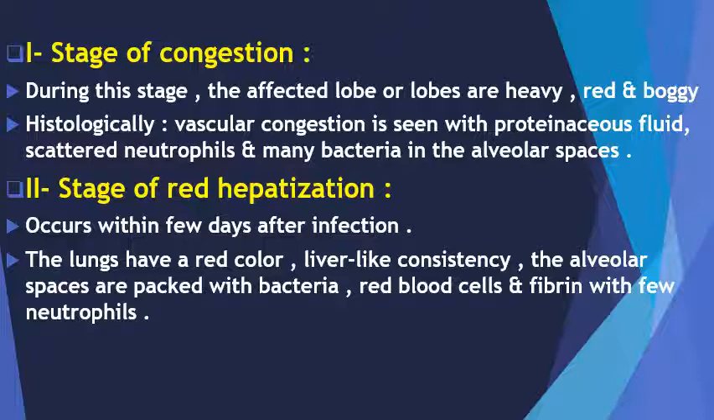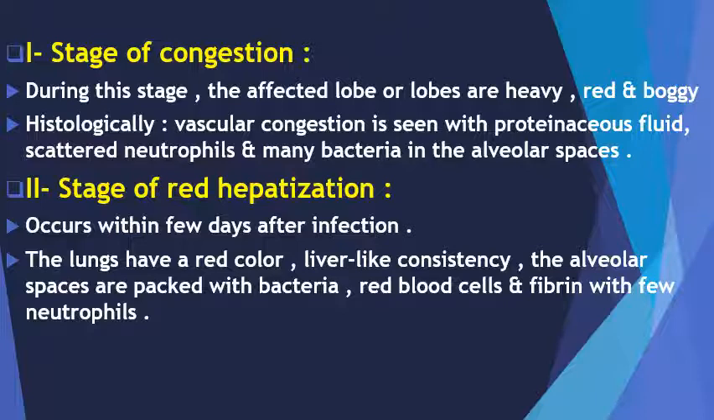Engorgement of the blood vessels with blood, congested, as a part of the first sign of inflammation, as you know, and the lung becomes red, boggy, and heavy. However, histologically we can see only vascular congestion with fluid, scattered neutrophils, not so many, and many bacteria in the alveolar space.